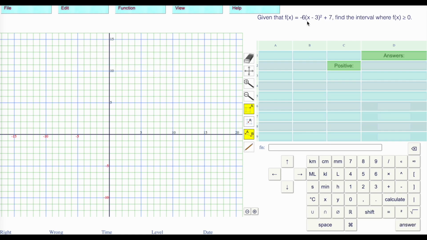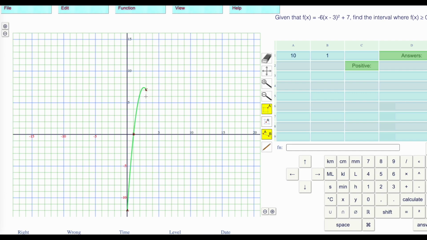This one's opening down, and we want to know when it is positive. The vertex is above the x-axis. It's at (3, 7), and it's opening down. It's going to look something like this. We want to know when it's positive. Okay, let's get some real points. Negative 6 times (x minus 3) squared plus 7. When x is 10, we're at negative 287, so that's not very useful to us.